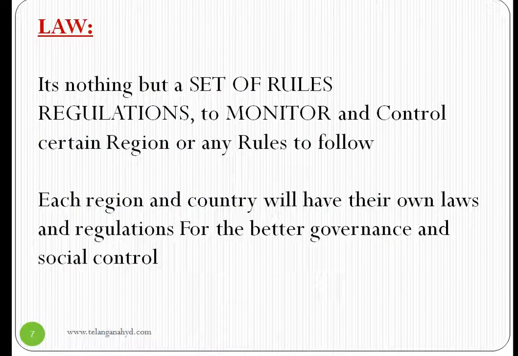Now the next important word is law. It's nothing but a set of rules and regulations to monitor and control a certain region, or any rules to follow. Each region and country will have their own laws and regulations for better governance and social control.